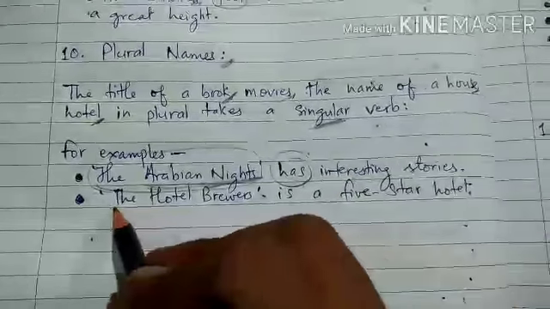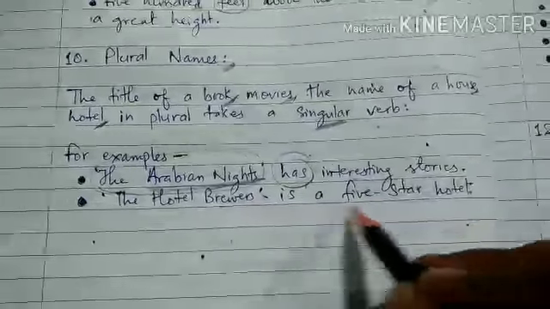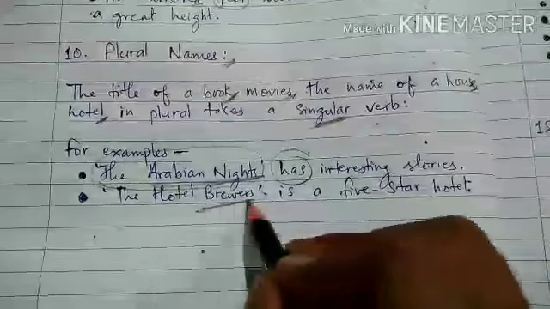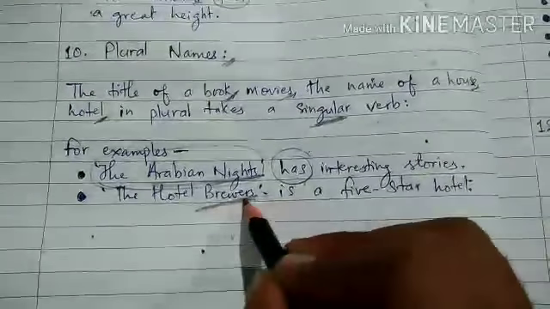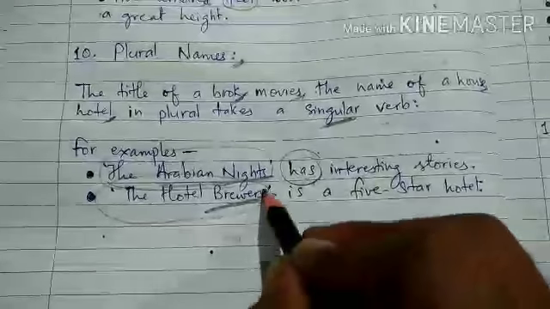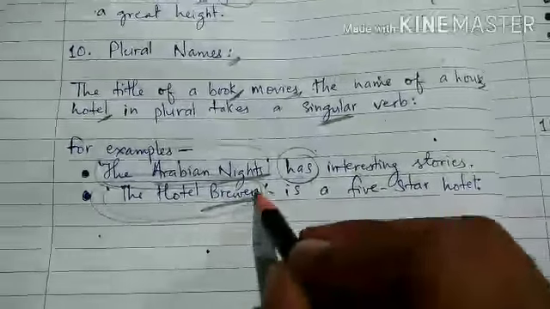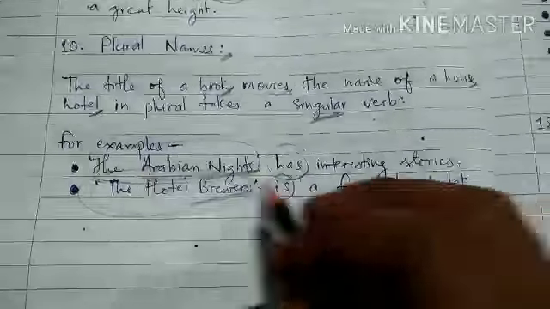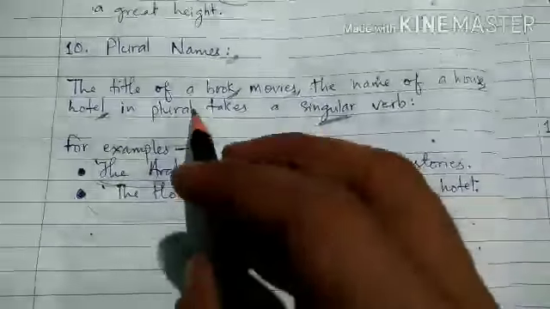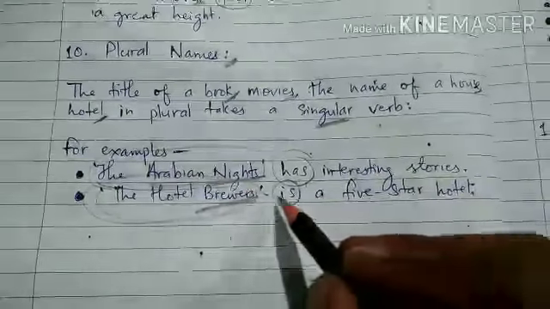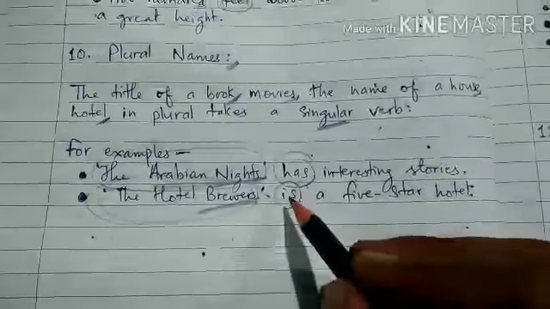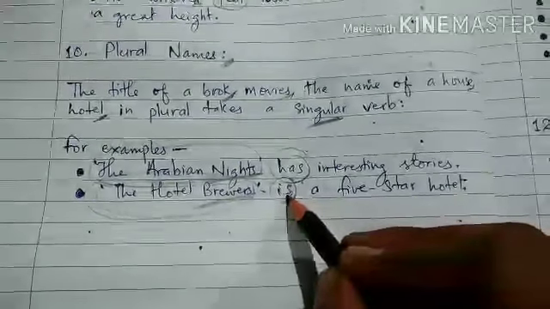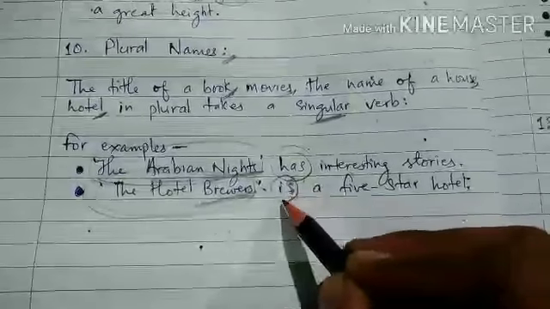Now, the Hotel Brewers is a 5-star hotel. Hotel Brewers, don't go with "Brewers". It seems plural, but we are talking about one hotel and the name of the hotel is the Hotel Brewers. "Is" a 5-star hotel, so singular verb. Though they look like plurals, they use a singular verb because they refer to only one noun.